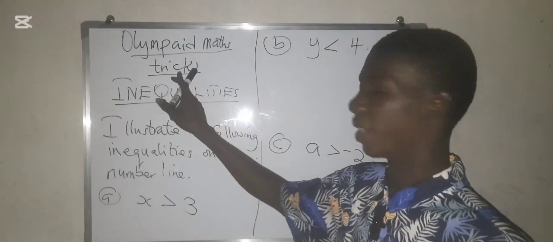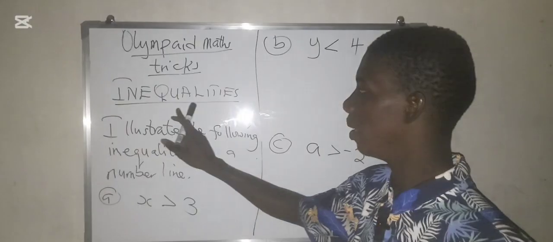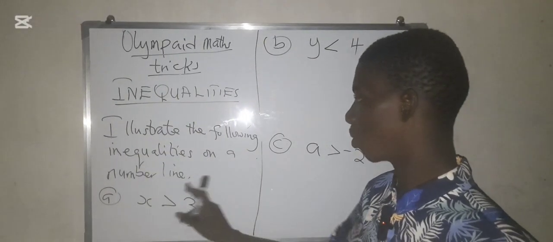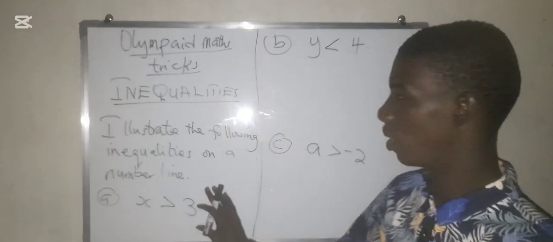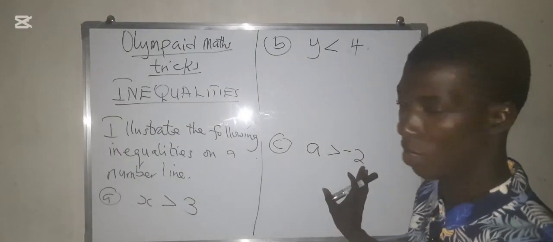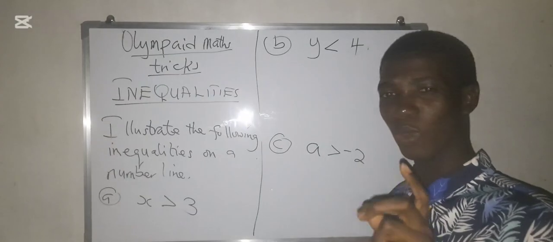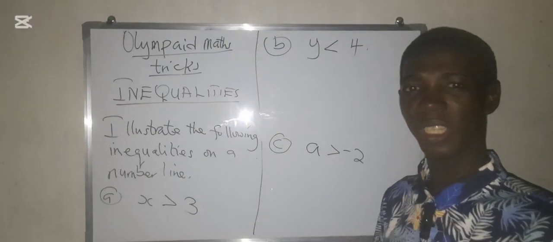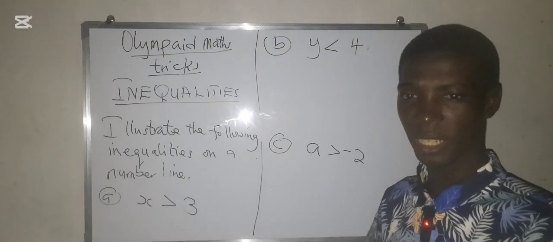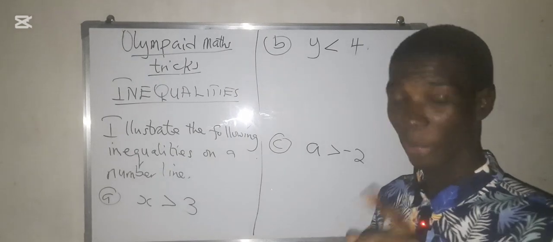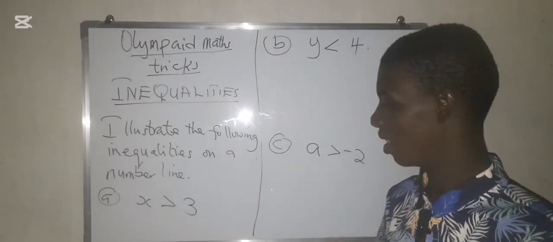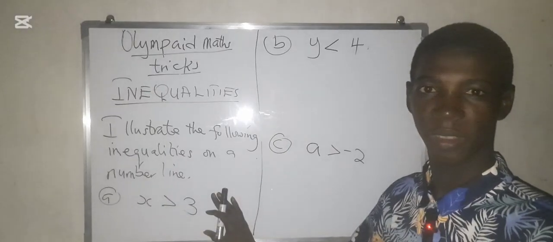Olympiad math tricks. Inequalities. Illustrate the following inequalities on a number line. We are asked to illustrate these inequalities on a number line. First, I'm going to show you the shortest way on how to illustrate these kinds of inequalities on a number line. I know your mathematics teachers, former teachers, have not taught you this.